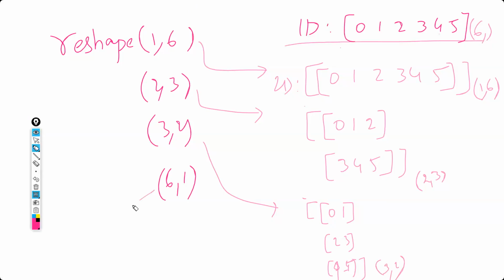Next, coming to 6 comma 1. What is meant by 6 comma 1? 6 rows should be there. 6 rows means the first row has the value 0, the second row the value 1, the third row the value 2, the fourth row 3, next 4, and next 5. In total, you are going to get 6 rows like this with one column.